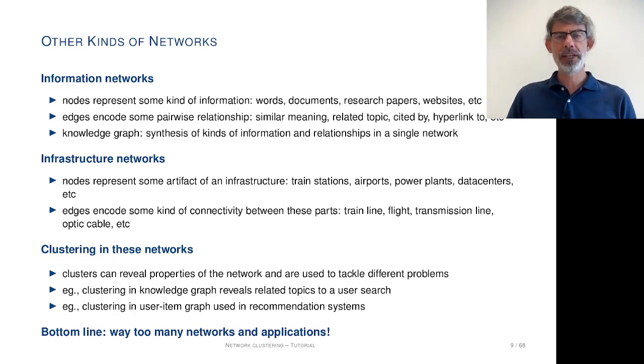When you type a query into Google search, the knowledge graph is used to provide better results for your search. Clustering is also used in the so-called user-item graph, which is a relationship between people and items they have purchased or looked at, and these are used in recommendation systems to provide recommendations.